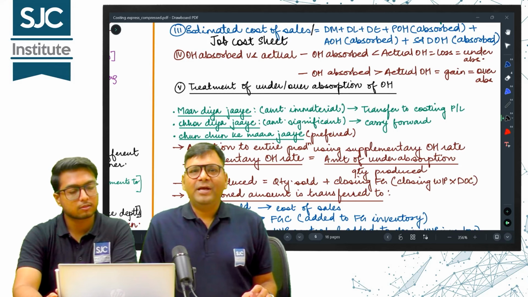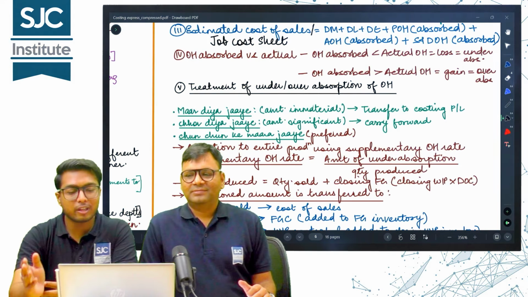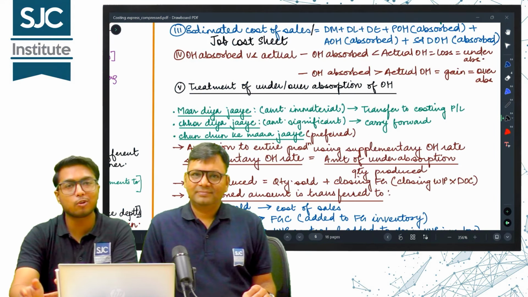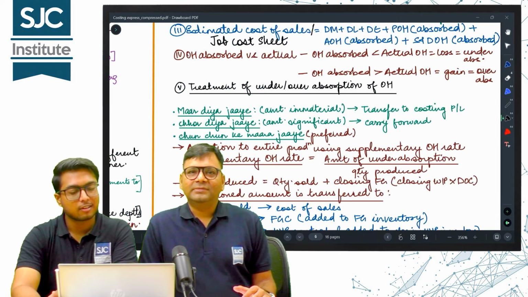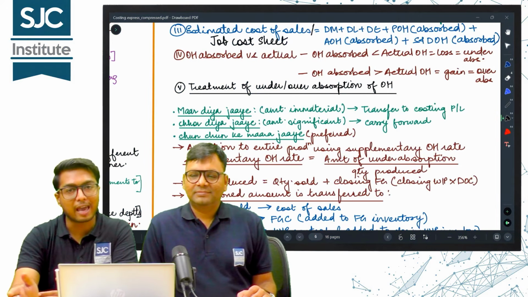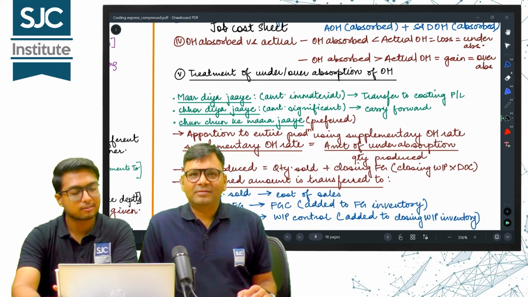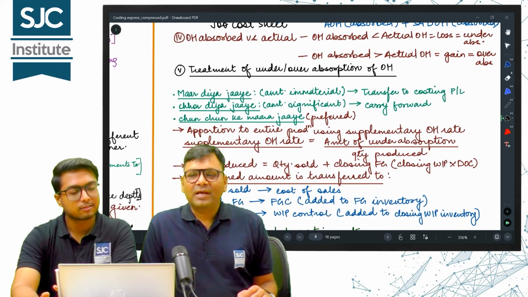And for treatment, we have three different methods. So first treatment is maar diya jaye. That means the amount is immaterial and it is transferred to costing PL. Then second method of treatment is chhod diya jaye. Here the amount is significant, so we carry it forward. And the third scenario is chun chun ke mara jaye.